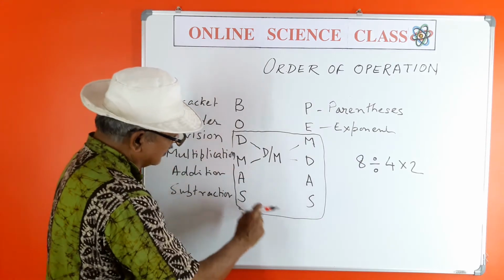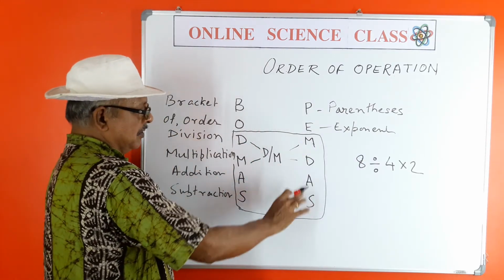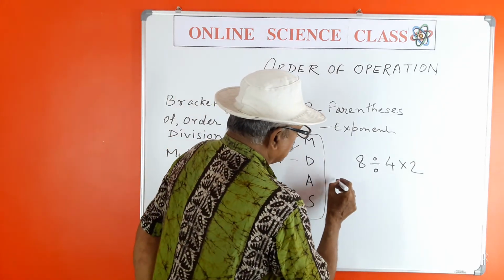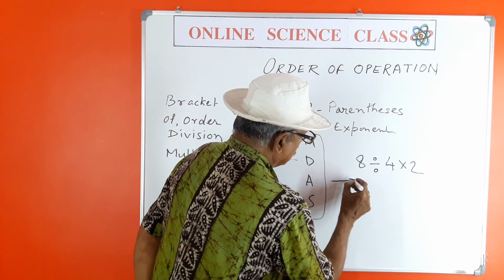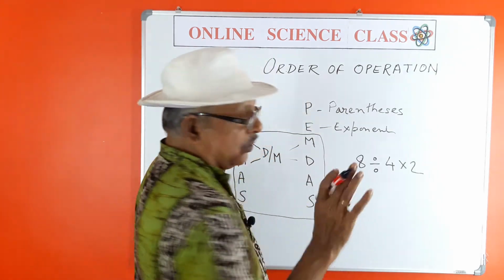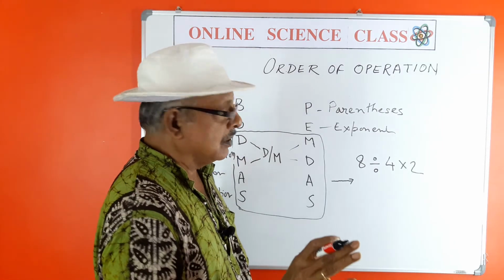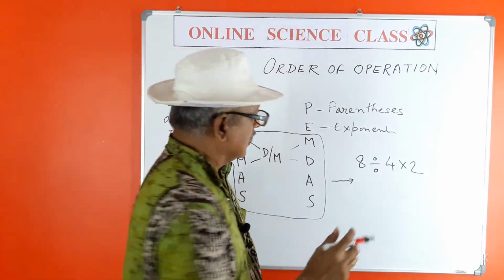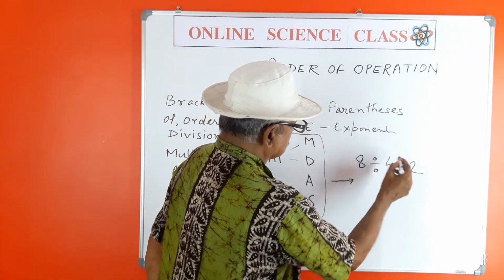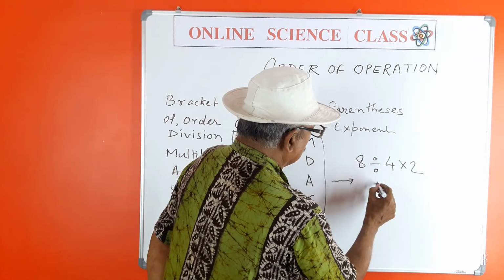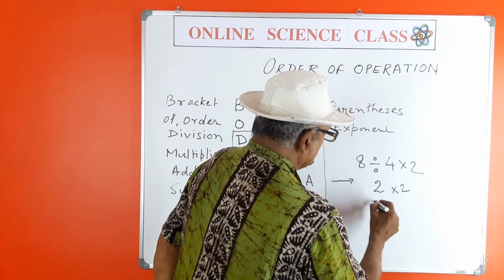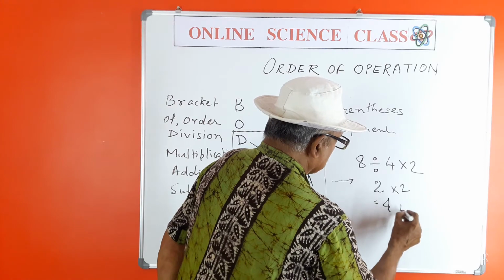So for this marked area, multiplication, division, addition and subtraction, we have to look from left to right. Look from left to right. And which operation comes first, we have to do first. Here, if we look from here, this operation comes first. So 8 divided by 4 equals 2. And 2 multiplied by 2 equals 4. This is the right answer.